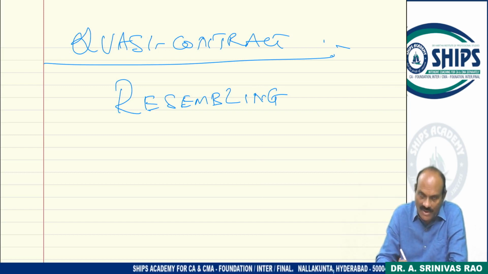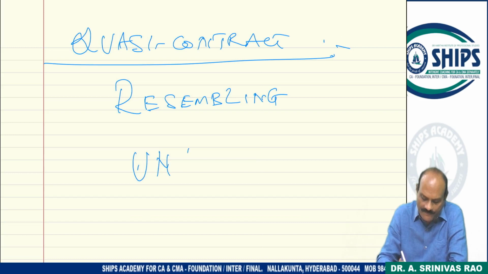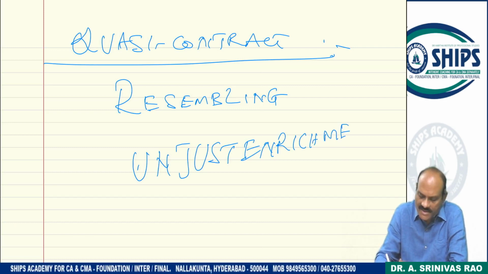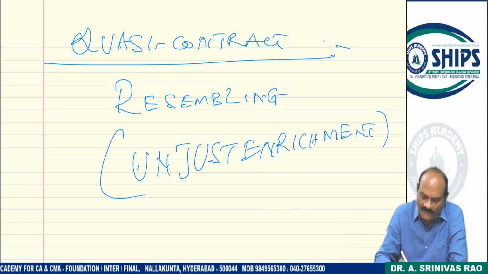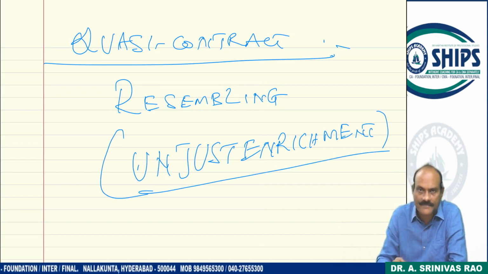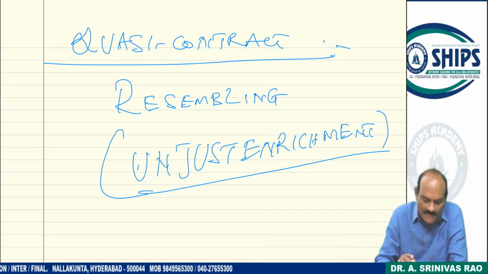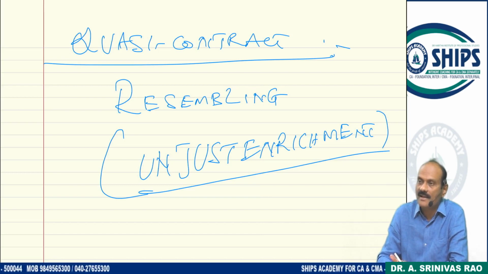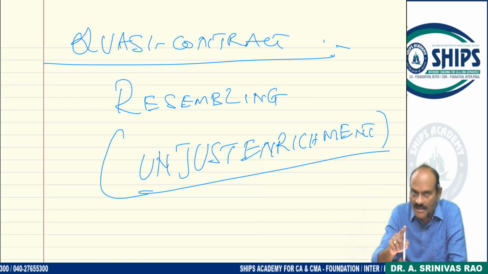Within the brackets, one word you write: unjust enrichment. If you see this word in any sentence, you remember it as a quasi-contract. Sometimes in our examination, they will ask a question in such a way: contractual obligations resembling between the parties are created by law, explain with the relevant examples. Quasi-contract he is asking.